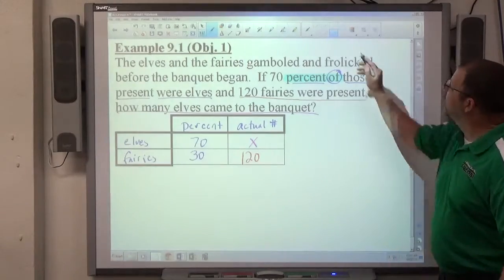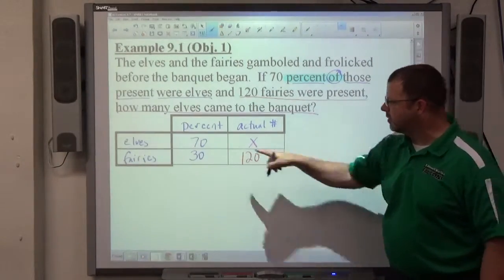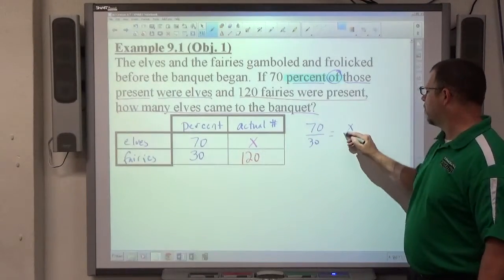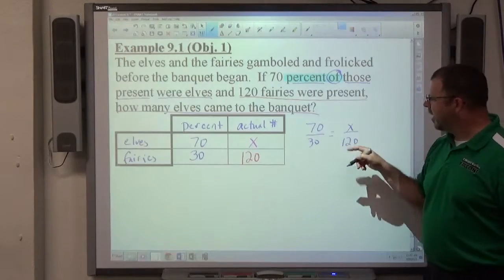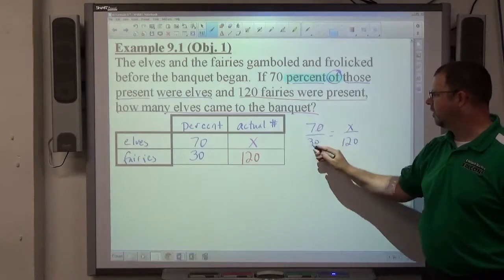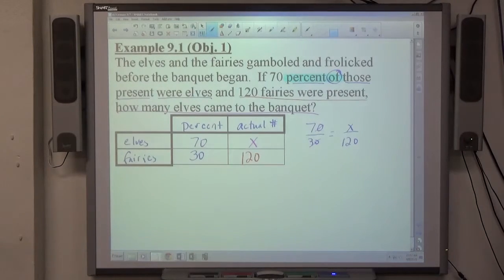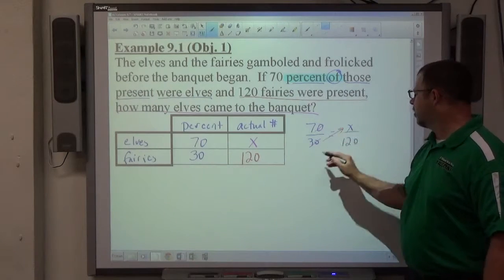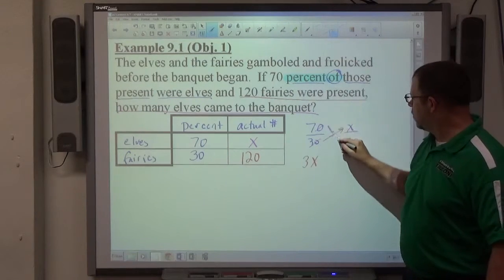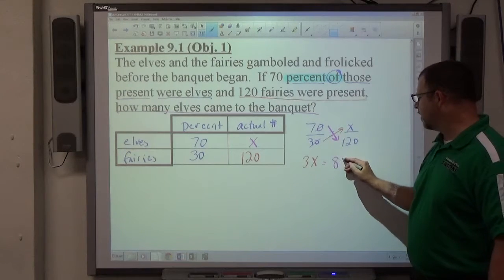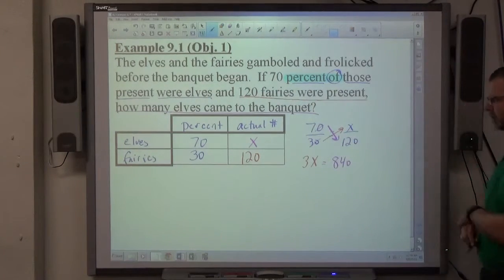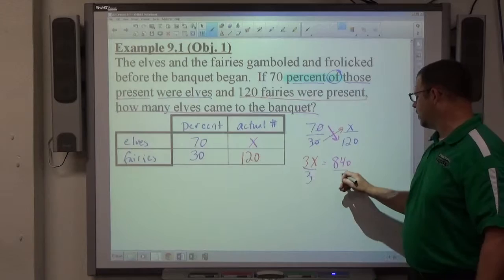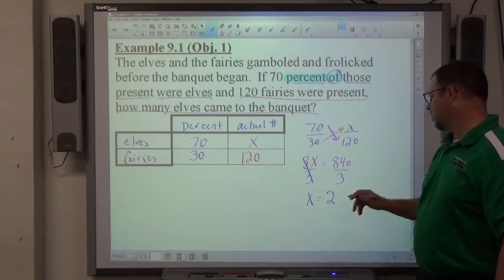All right. So at this point, once I've got all my stuff set up in my chart, this creates a proportion. 70 over 30 equals x over 120. We cross multiply. Before I cross multiply, I always look to reduce, at least vertically. 70 over 30 reduces to 7/3. Makes the number smaller. I can reduce horizontally too, but I'm just going to go that way for now. So I get 3x on this diagonal equals 840 on that diagonal. 7 times 12 is 84. Add a 0. And if 3x equals 840, we simply divide both sides by 3 to get the answer. x equals 280.